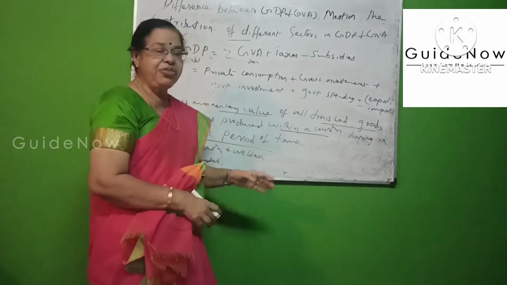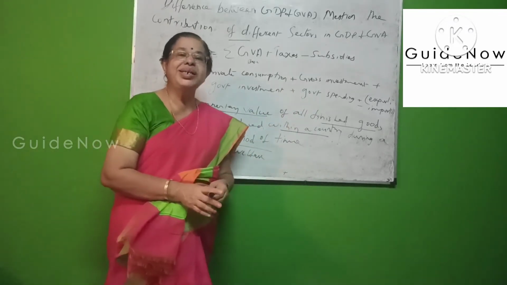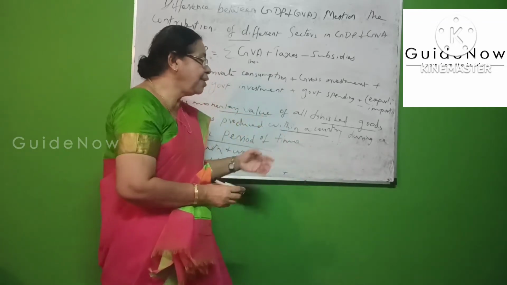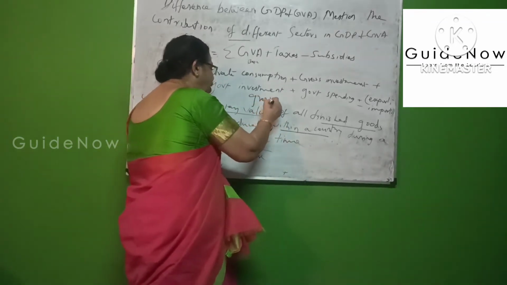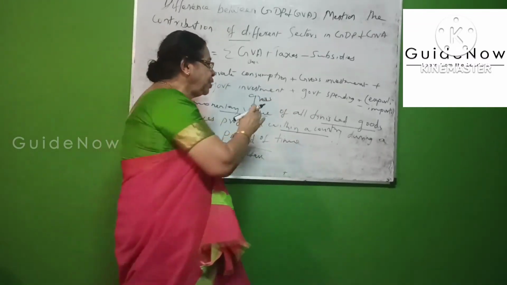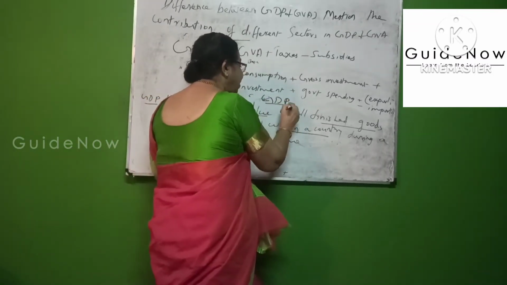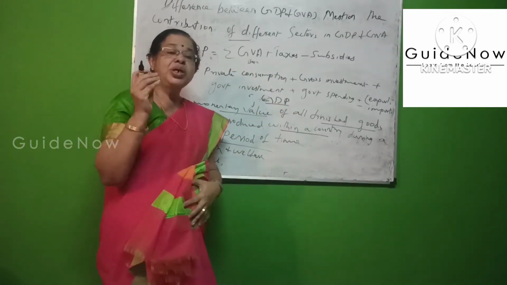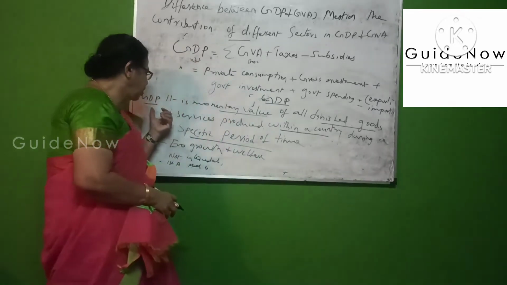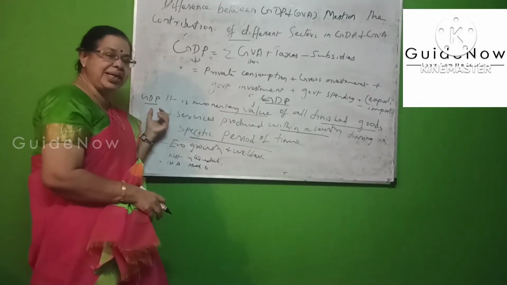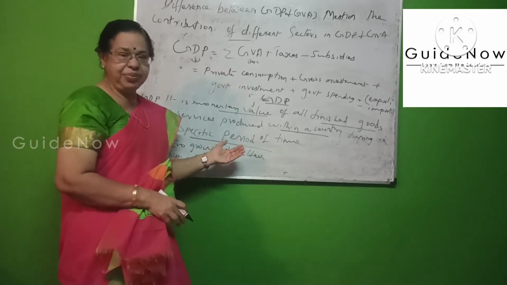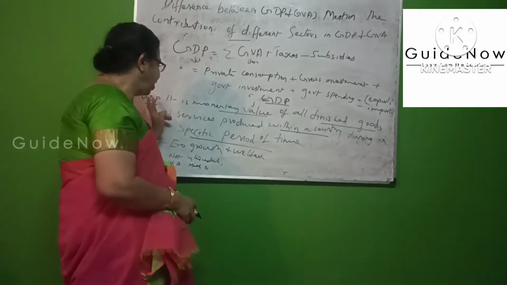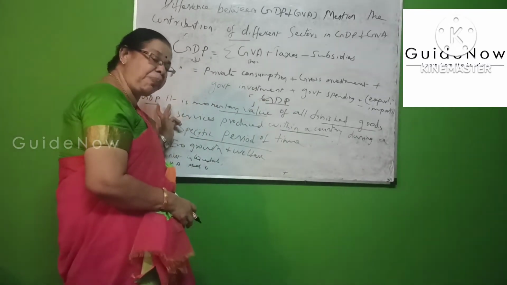This definition is divided into three parts. One is gross. Gross means total. GDP is the summation of G plus D plus P, that is gross domestic product. In the case of GDP, gross means total. Domestic means within the country, within the locality, where there is a boundary within the country. Then there is product.